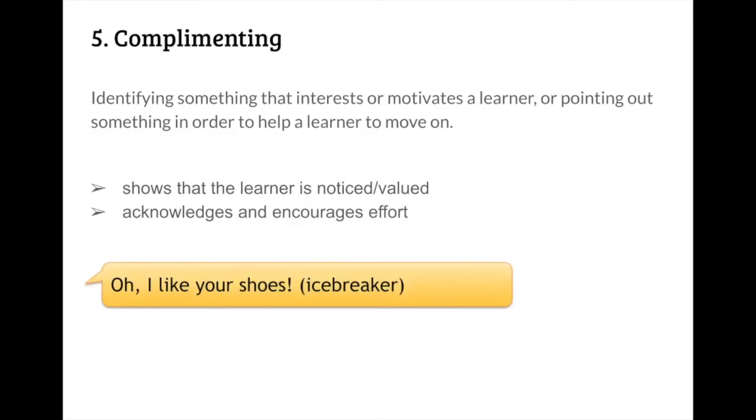Some advisors start with a little compliment as an icebreaker, something like, "Oh, I like your shoes," or something like, "Oh yeah, you look happy today, did you have something good?"